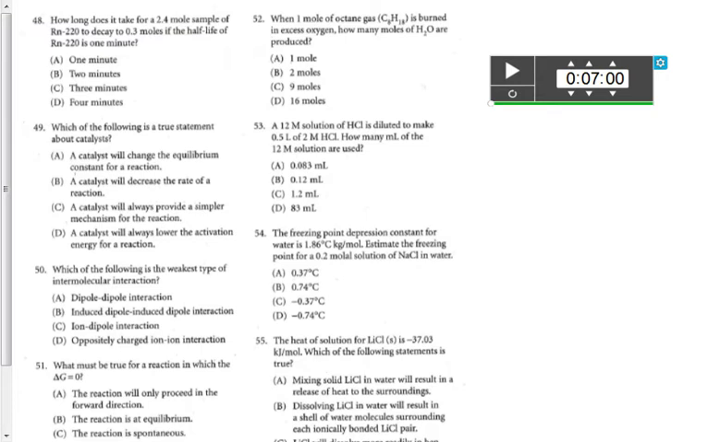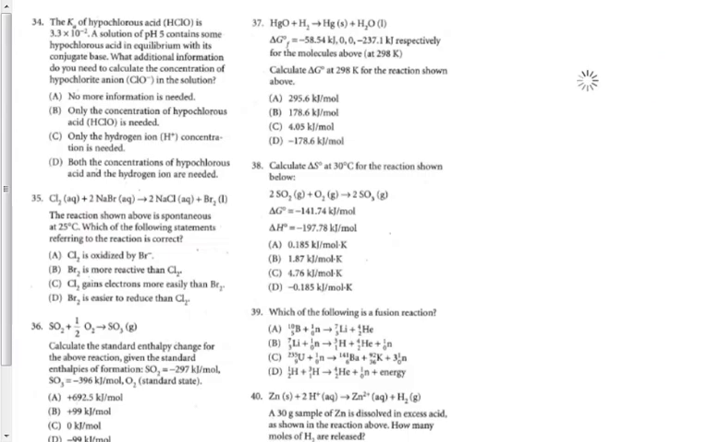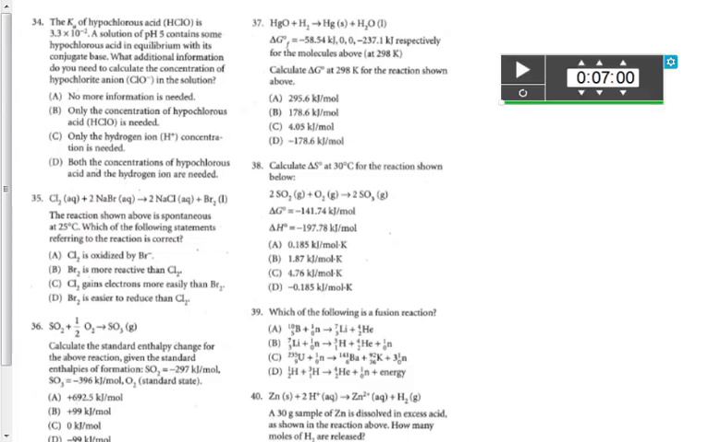Are we on the 30? I got it covered. Did I mess this up? Yes. It's fine. Okay.